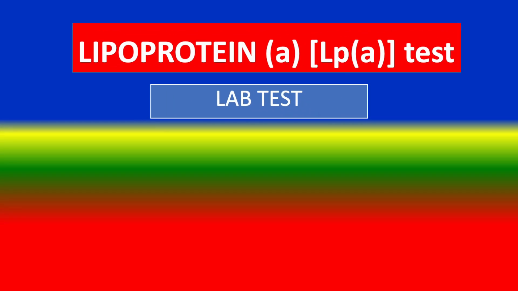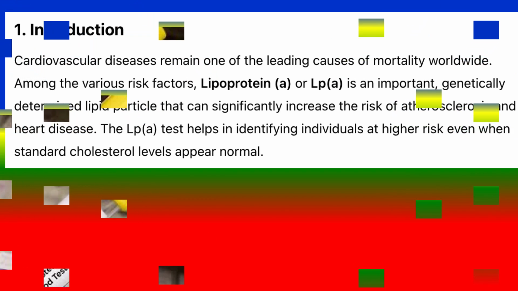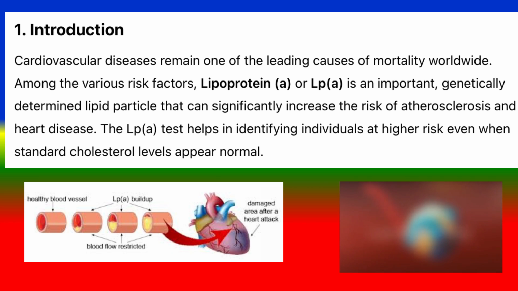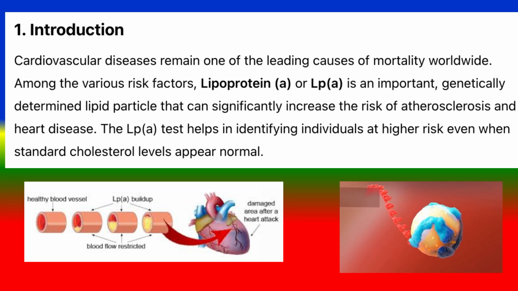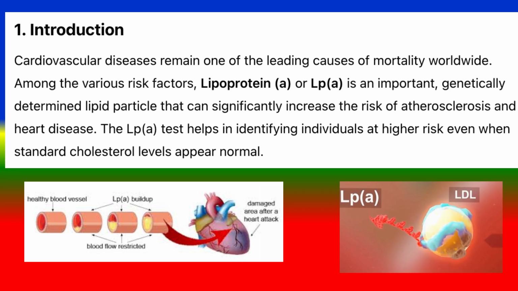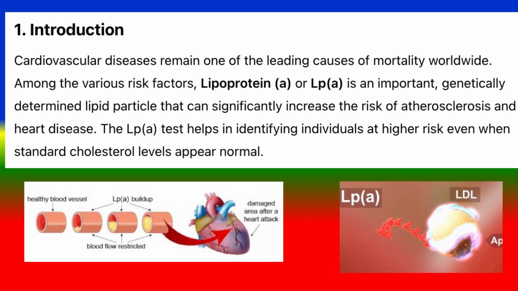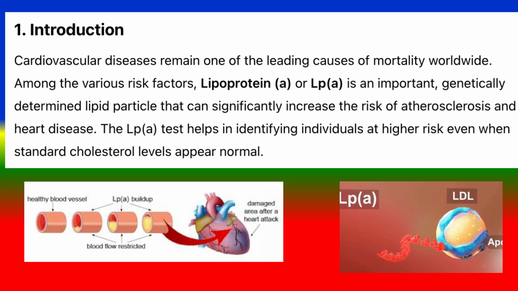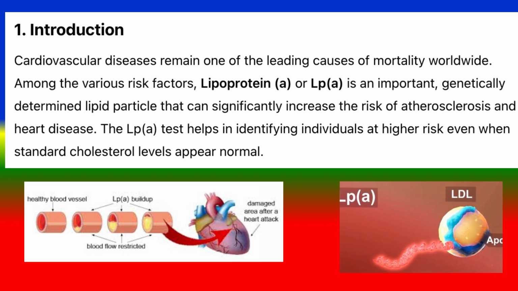Explanation of the lipoprotein A (LPA) test, covering all the requested aspects. 1. Introduction. Cardiovascular diseases remain one of the leading causes of mortality worldwide. Among the various risk factors, lipoprotein A, or LP(a), is an important genetically determined lipid particle that can significantly increase the risk of atherosclerosis and heart disease. The LPA test helps in identifying individuals at higher risk even when standard cholesterol levels appear normal.